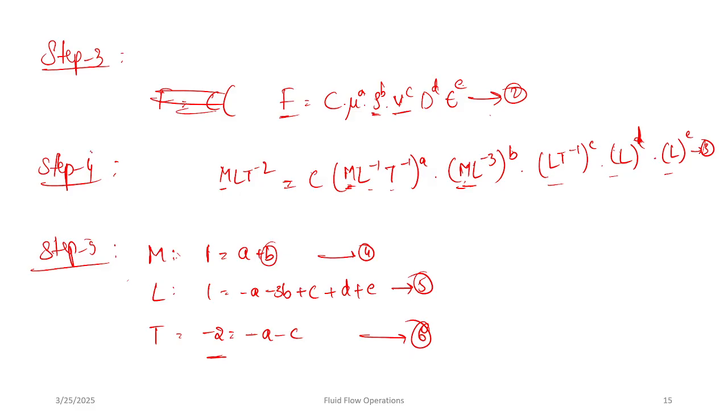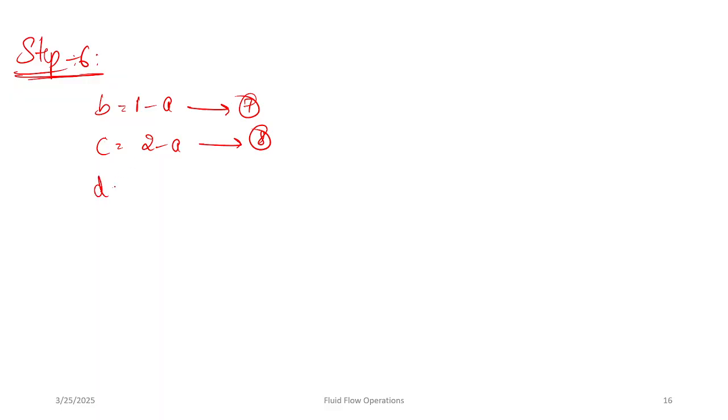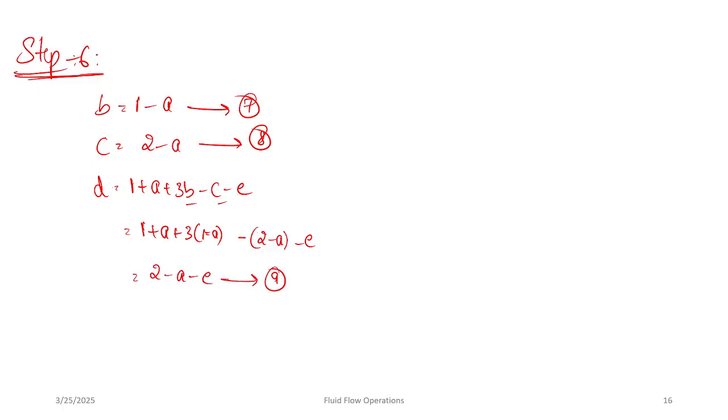And from equation number 5, we can write D is equal to 1 plus A plus 3B minus C minus E. Okay, so just substitute B and C in this equation. You'll be getting 1 plus A plus 3 into 1 minus A minus 2 minus A minus E. So this becomes 2 minus A minus E. This will be equation number 9.